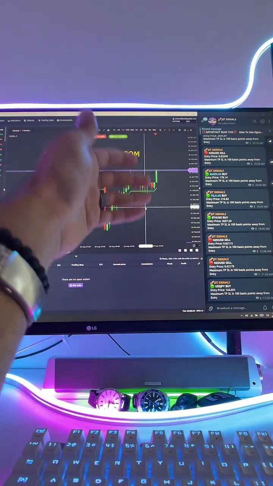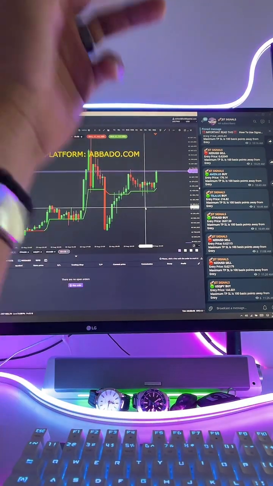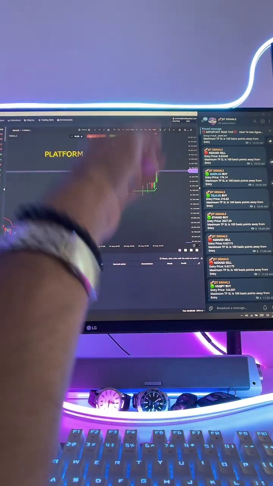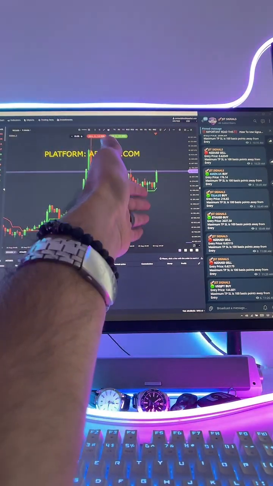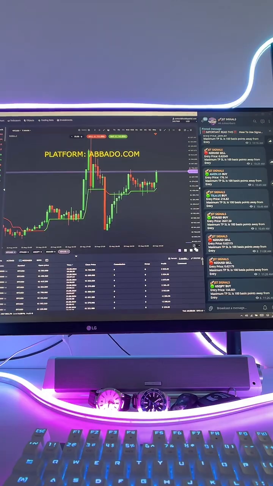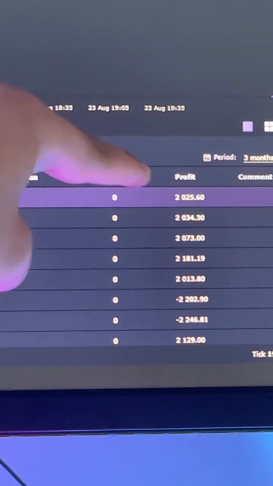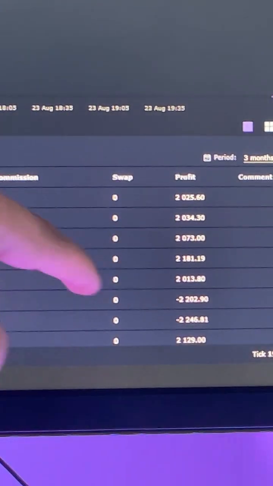Oh my God, my mic died. Guys, congratulations! We just hit our third trade in a row for $6,000 total. Oh my God, look at our trading history, guys. Look at our trading history. $2,000. This is all today. 2,000, 2,000, 2,000, 2,000, 2,000.